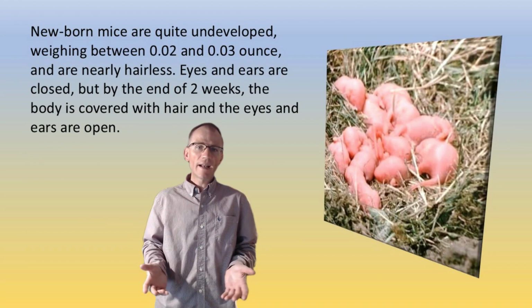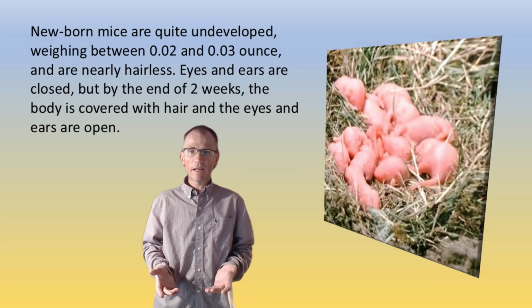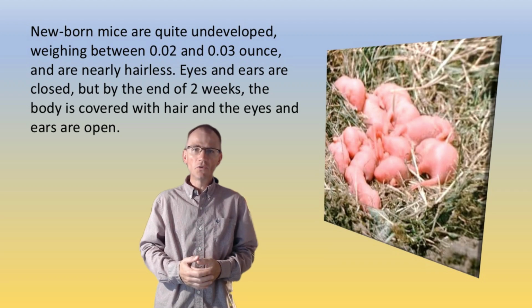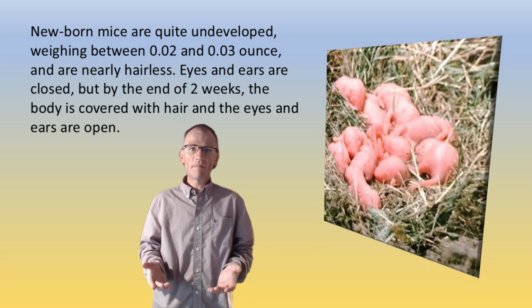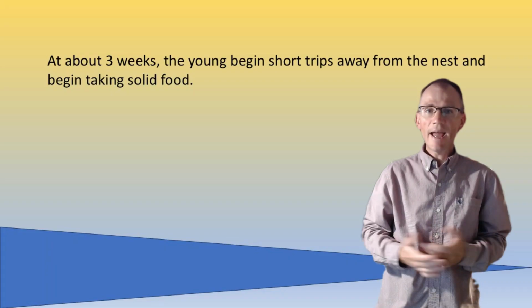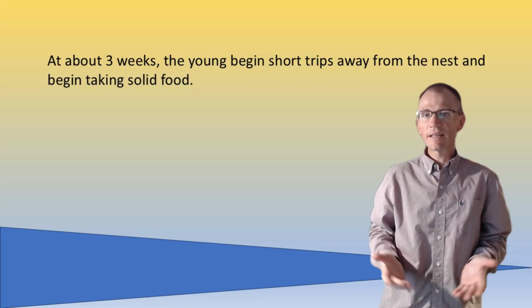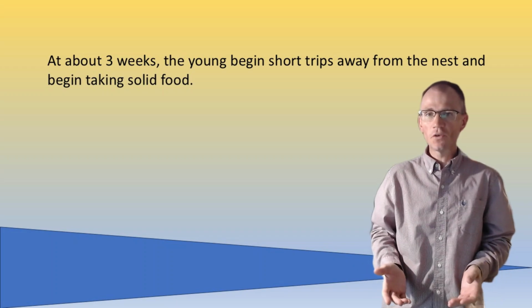Newborn mice are quite undeveloped, weighing between 0.02 and 0.03 ounce, and are nearly hairless. Eyes and ears are closed, but by the end of 2 weeks, the body is covered with hair, and the eyes and ears are open. At about 3 weeks, the young begin short trips away from the nest and begin taking solid food.